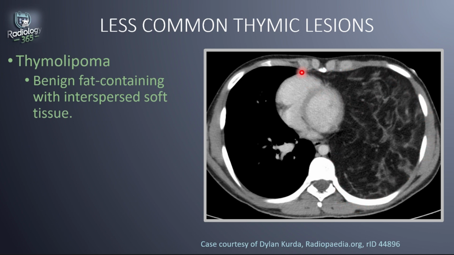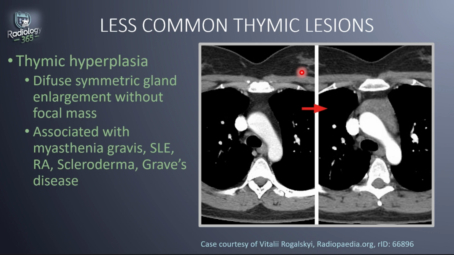the entire left hemithorax. Then we'll talk about thymic hyperplasia, which appears as diffuse symmetric gland enlargement without a focal mass. True thymic hyperplasia is a reaction to some systemic stresses like radiation therapy or burns, chemotherapy, even steroids. Such lymphoid hyperplasia is also associated with myasthenia gravis, systemic lupus erythematosus, rheumatoid arthritis, scleroderma, and Graves' disease. So in conditions like this, the thymus just reacts and gets hyperplastic. So there's no focal mass per se. It's just the thymus that has grown so big.